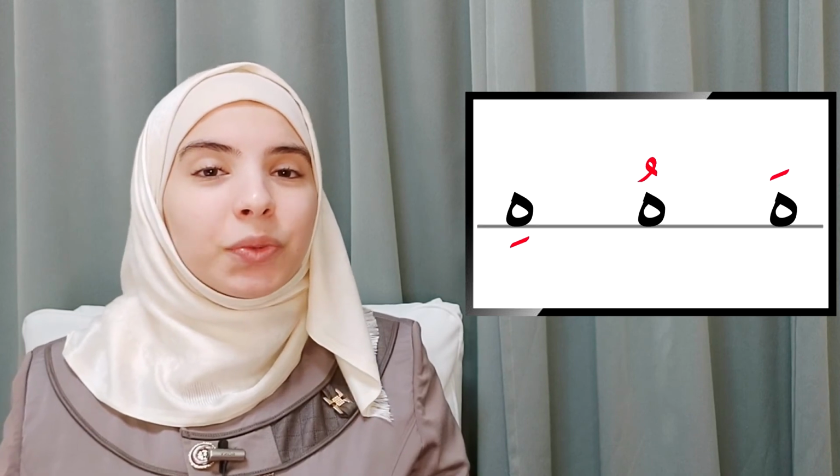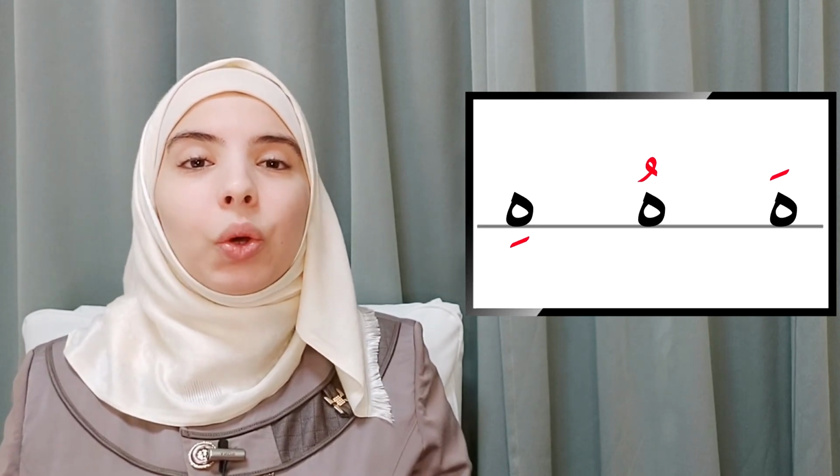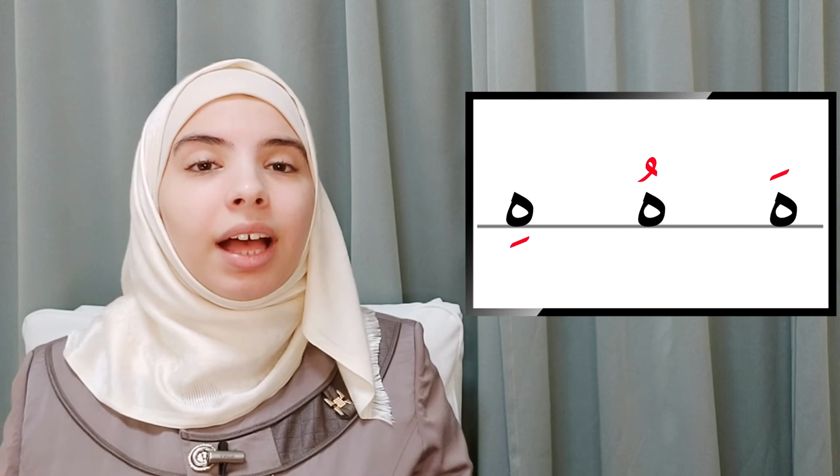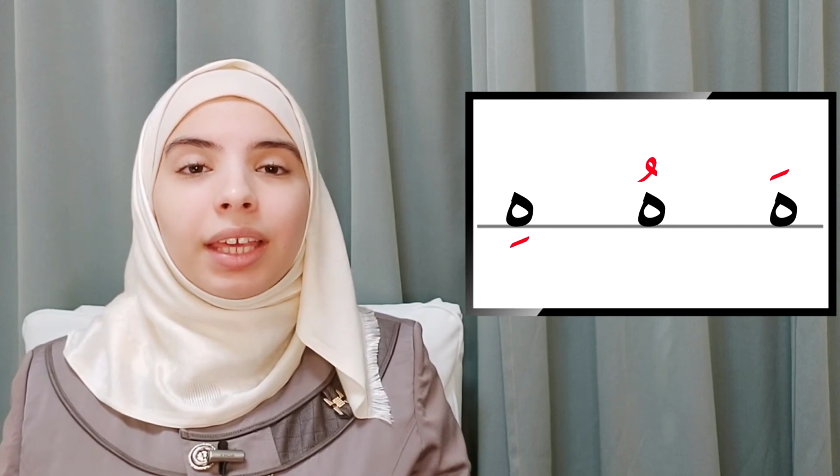Ha is pronounced like the letter H in English. So ha with harakat would be ha, hu, hi. Example, dhahab means gold. So let's practice what we've learned today.